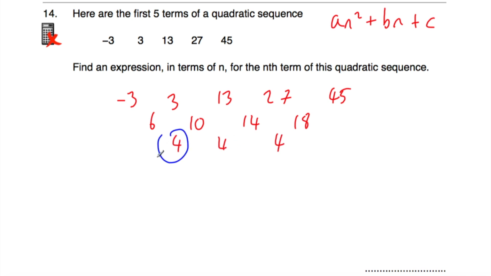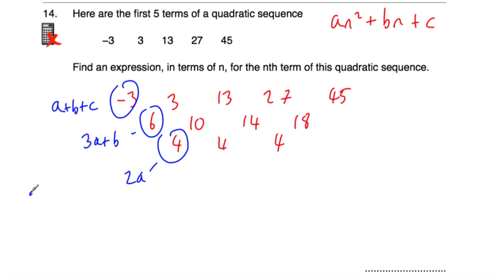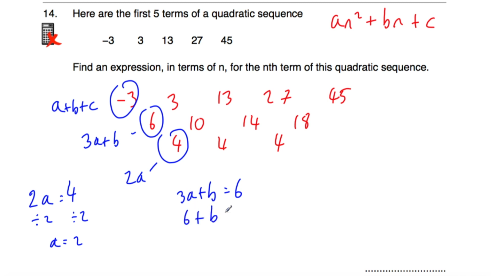So in terms of our second differences, that's equal to 2a. Then we've got our first difference, that's equal to 3a plus b. And then our first term in the sequence, that's equal to a plus b plus c. So let's work out the values of a, b, and c. So we've got 2a is equal to 4. And if we divide by 2 and divide by 2, we get that a is equal to 2. Next, if we look at our first difference, we've got 3a plus b is equal to 6. So remember, a is equal to 2, so 3 times 2 is 6. Plus b is equal to 6, so b must be 0. Take away 6 and take away 6, and we get b is equal to 0.